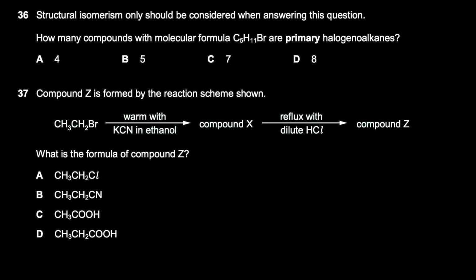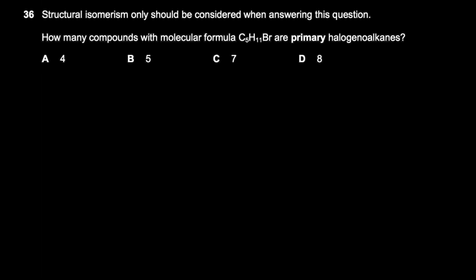Structural isomerism only should be considered when answering this question. How many compounds with molecular formula C5H11Br are primary halogenoalkanes? Over here we have to find the number of structural isomers with this molecular formula that are primary halogenoalkanes. Primary halogenoalkanes means we have a CH2Br, right? Because the carbon with the halogen is bonded to just one carbon, and two hydrogens. That's what a primary halogenoalkane is.